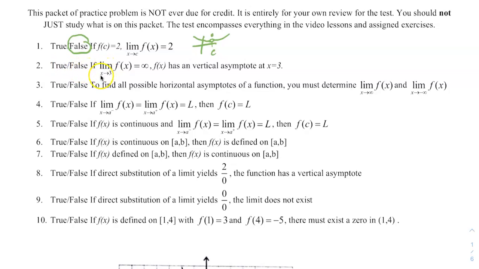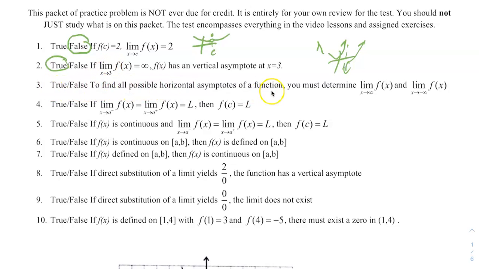True or false? If the limit as x approaches 3 goes to infinity, x has a vertical asymptote at x equals 3. That is true. The only way you get infinity is, there's only 2 ways to get infinity as an answer. That's if at the end you go to infinity, or if there's a vertical asymptote at a number and you go to infinity or negative infinity type of thing. So that's true.